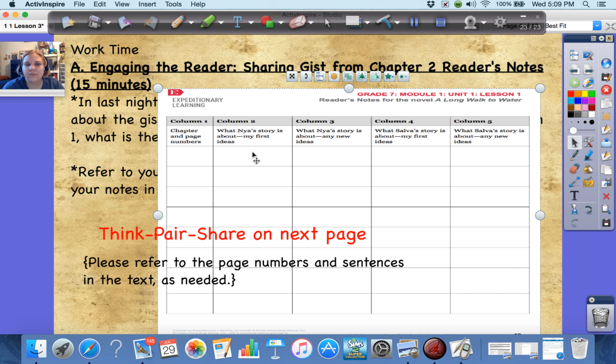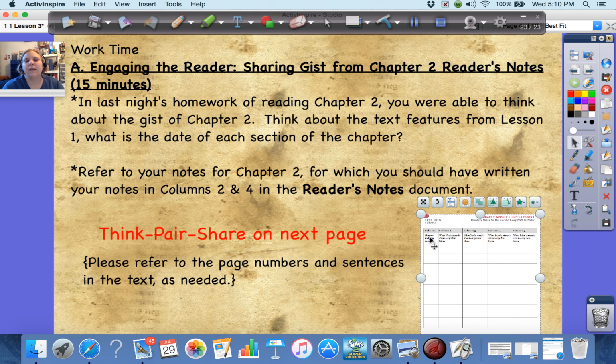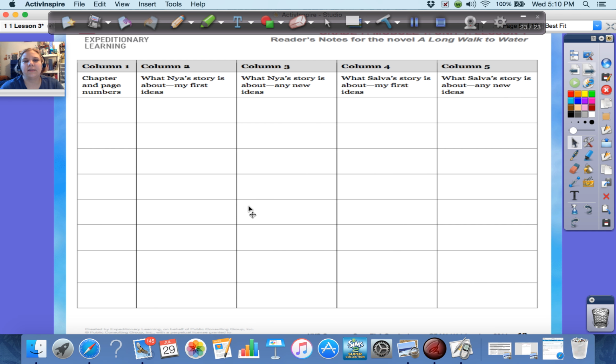The Nya story, what were your first ideas, and then Salva's story, what were your first ideas? In class we would have shared that. Again, reminding you, make sure you put the page numbers and the sentences in the text as a reference. They don't give you a whole lot of room, so if you need more room, go ahead and take it. You can always write on the back or get another handout. We would fill this in class. Have our page numbers here. This part's always filled in.